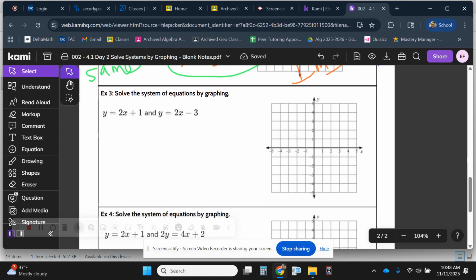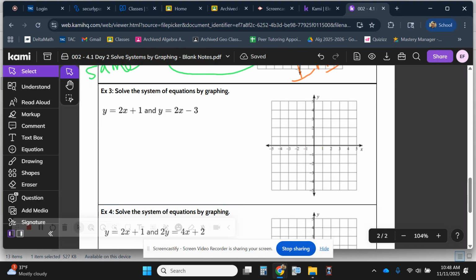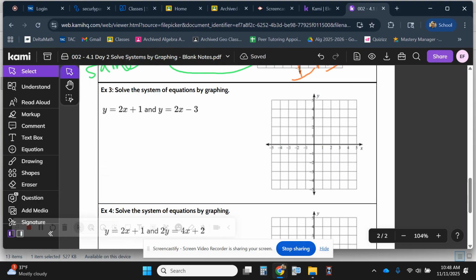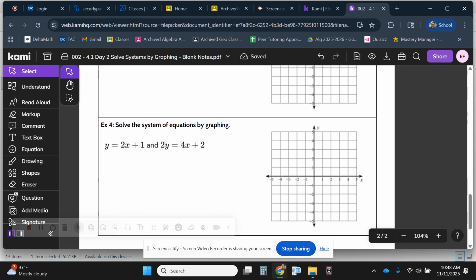I do want you to look at example 3. Notice that they are both in y equals mx plus b form, so that's good for you, and you can graph them, and then you can make a decision by looking at the graph as to whether they have no solution or infinitely many solutions. And then you can look at example 4. Notice that the second one is not in y equals mx plus b form, so you're going to have to rearrange that a little bit, and then you could make your decisions about whether it is no solution or infinitely many solutions.